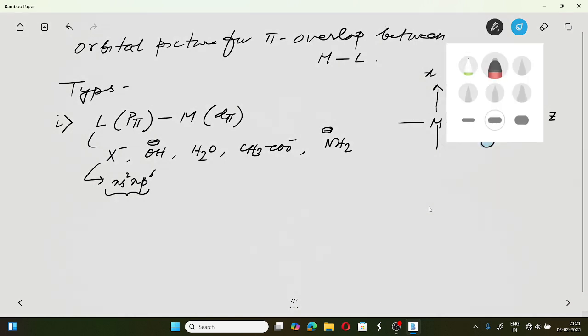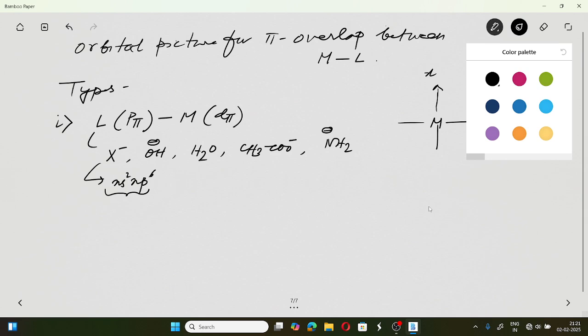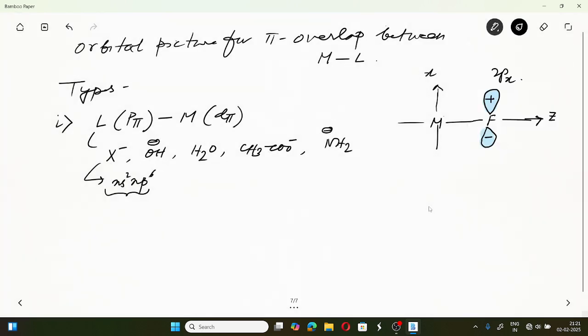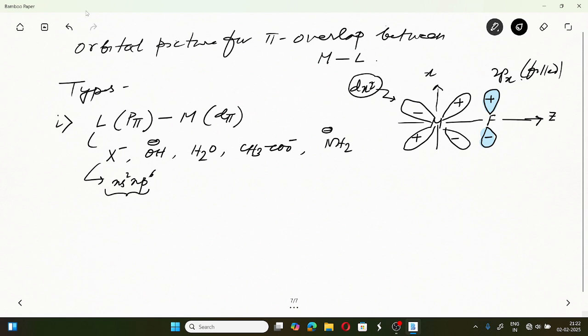And if we consider the orbital of the metal center, this orbital of the metal center will be involved in pi bonding. In this case, you'll find that this orbital can be involved in pi bonding like this, and this is the dxz orbital, and you see this is filled and this is vacant.